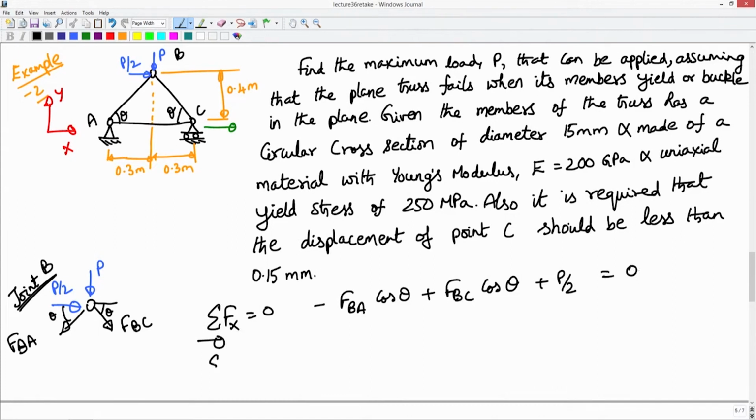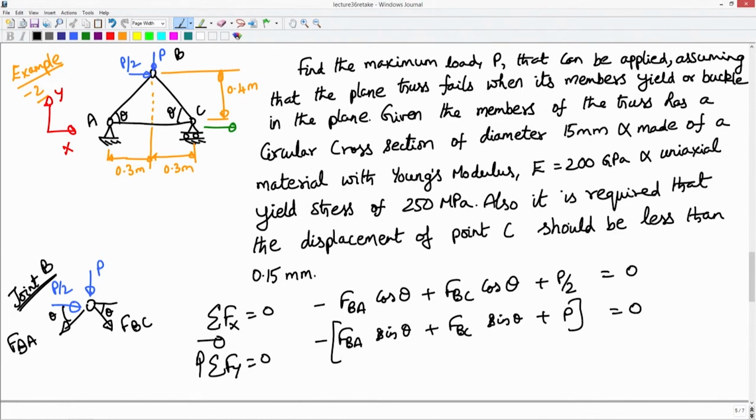Similarly, I have a vertical force equilibrium. I am assuming the upward acting force as positive, equal to 0. Here all the forces are acting in the negative y direction. So, all will be negative. So, I will have minus F BA sin theta plus F BC sin theta plus P must be equal to 0.